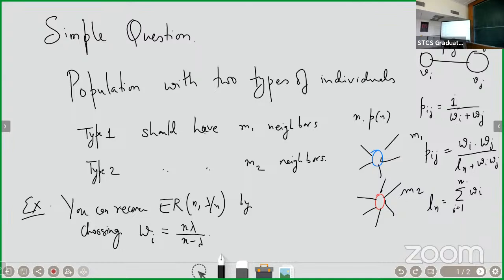Raj, any thoughts? Could have more than 2 types of vertices. M1, M2, M3 neighbors.